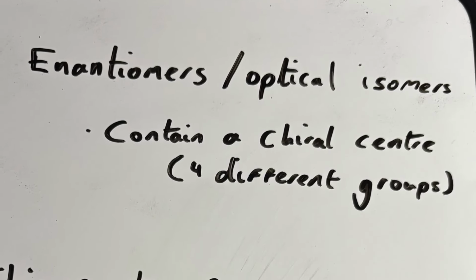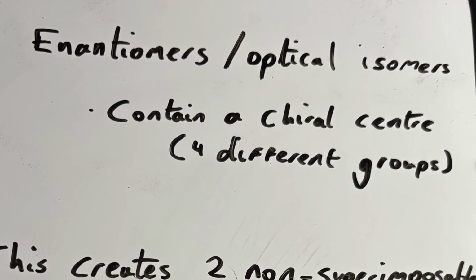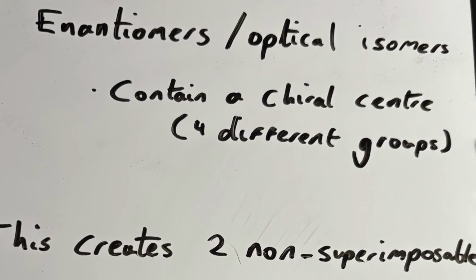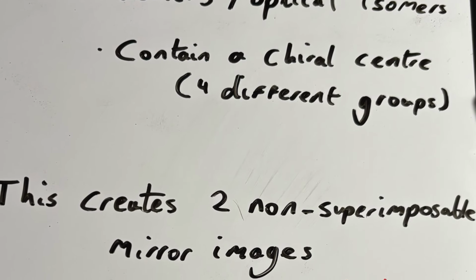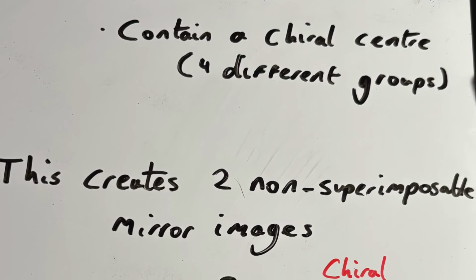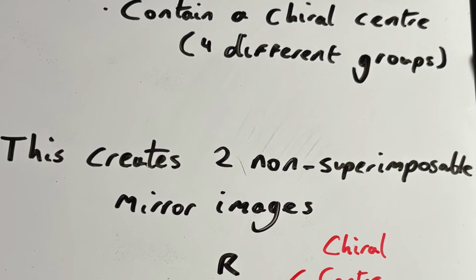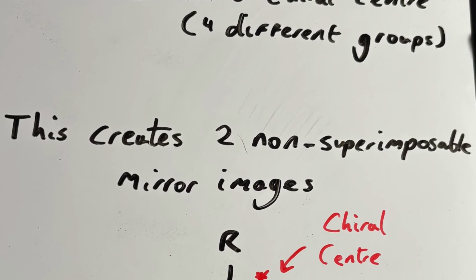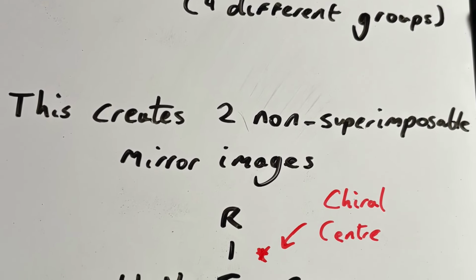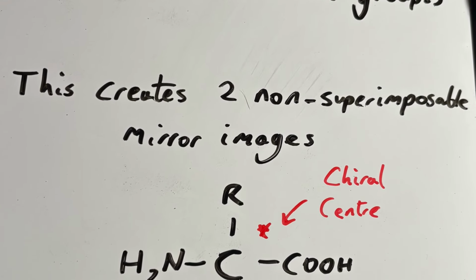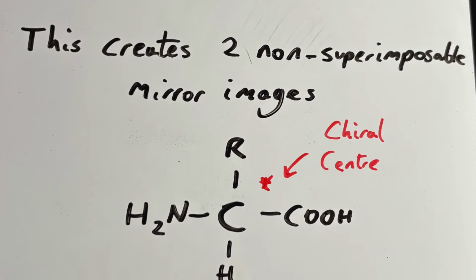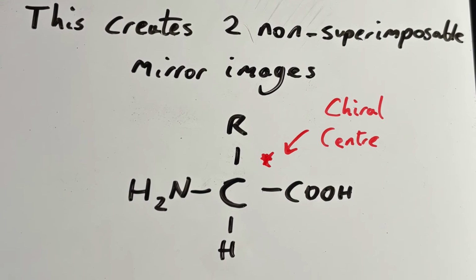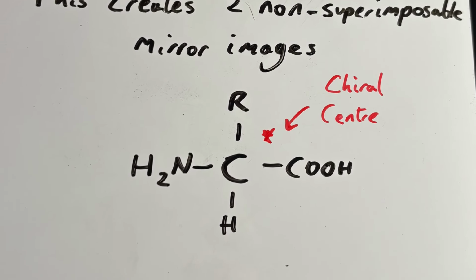Now, these need to contain a chiral center, which is a carbon attached to 4 different groups. And what this does is it creates 2 non-superimposable mirror images. So we're going to mark any chiral centers we have with an asterisk. I've done mine in red here, so you can know what I'm talking about. And you can see here that amino acids have chiral centers. A lot of them do, except for one. And that means that they show a lot of enantiomers.